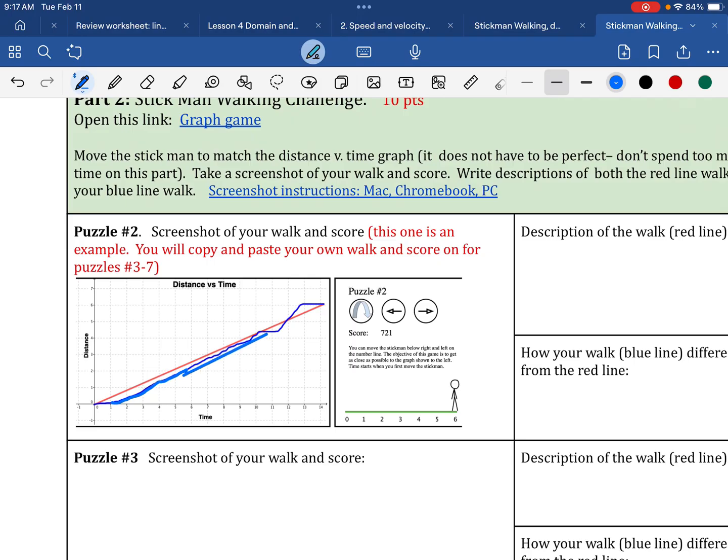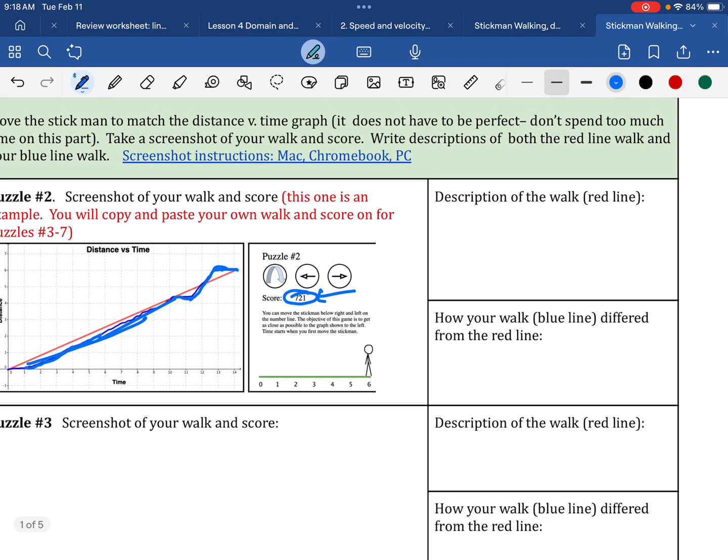I kind of slowed down a little too much right here, and so I sped up a little bit more, but I overcompensated. Then I was going too fast, and then I just stopped. So I was doing pretty good for the first part. So you try to match it. It doesn't have to be perfect. Don't spend too much time on it, but it will give you a score. You'll get a higher score the closer you match it.